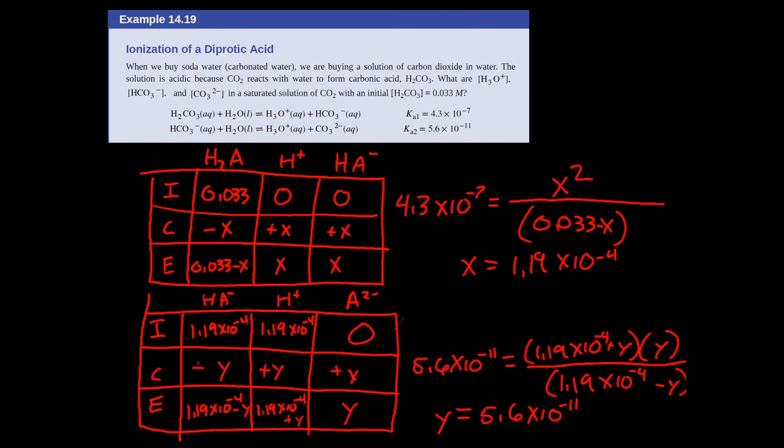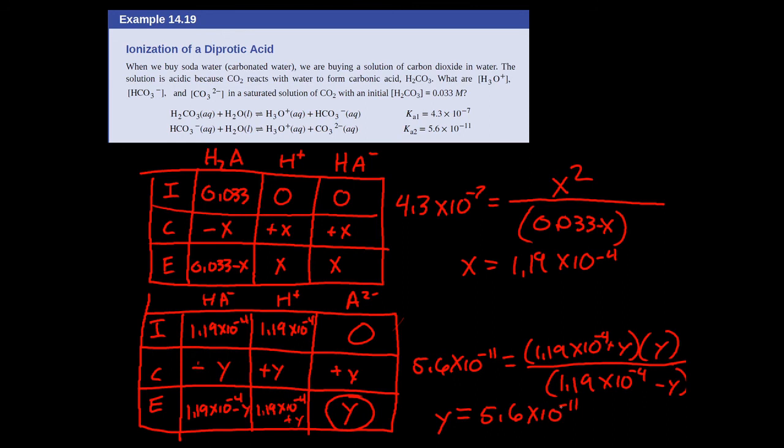Now, I actually kind of forgot there for a minute that I did actually need to do the second deprotonation because the question isn't only asking for the pH or the concentration of H+. One of the things it asked for was this concentration. So we did actually need to do that second one just to find the concentration of the doubly deprotonated carbonic acid, which is 5.6 times 10 to the negative 11.